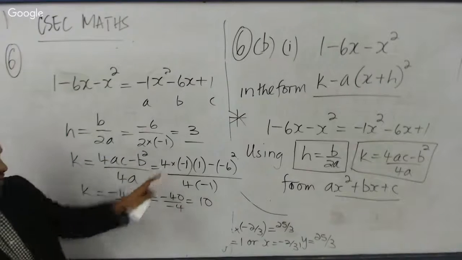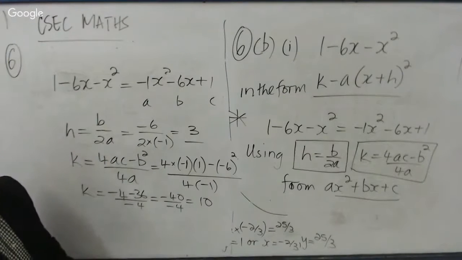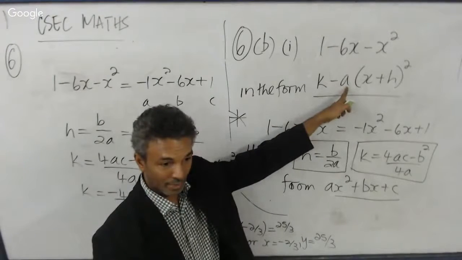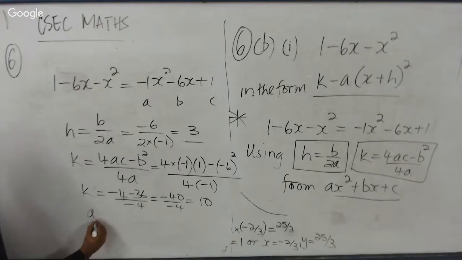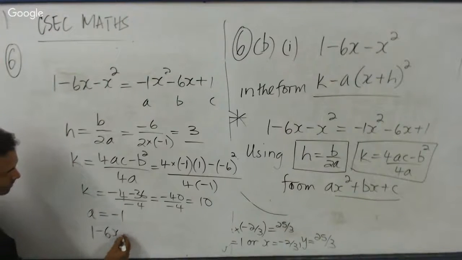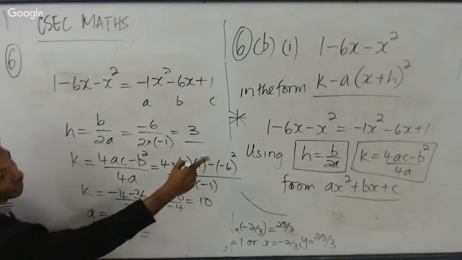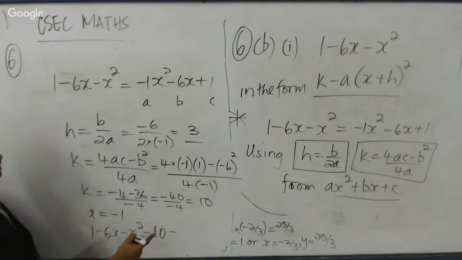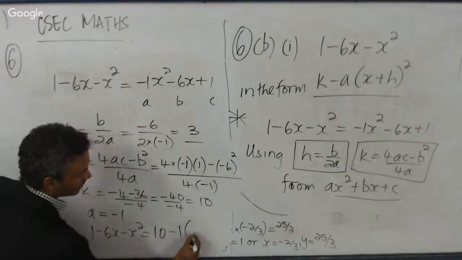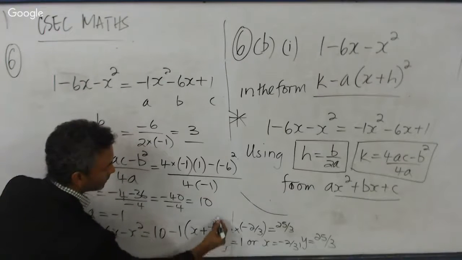So h equals 3, k equals 10. And the a, by the way, is always the coefficient of the x squared. So the a is negative 1. So what is it they ask? They ask for h and k, or they say write it down. Write it in the form. So what is the answer? The form would be, 1 minus 6x minus x squared would be equal to k, which was 10, minus the a would be a 1, x plus 3 squared.